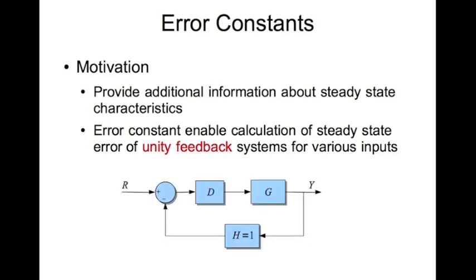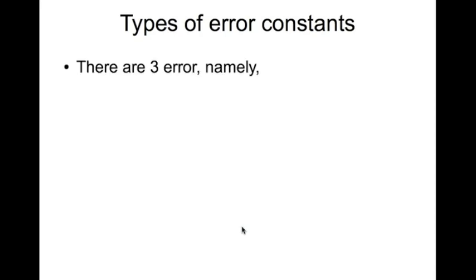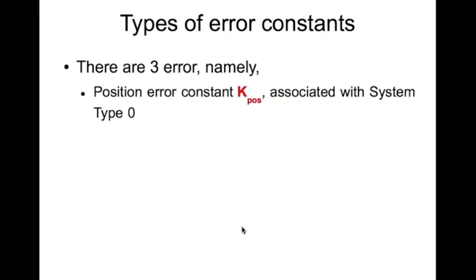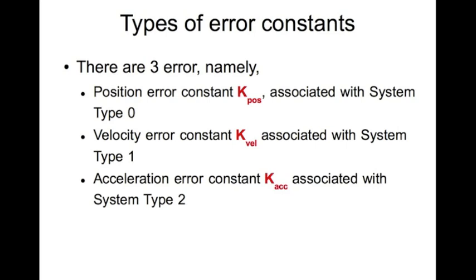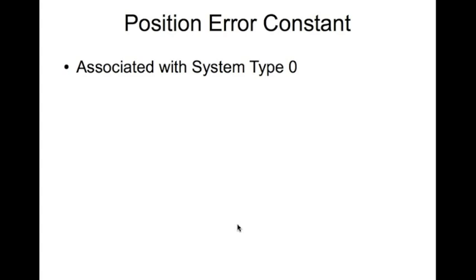So what do I mean by unity feedback systems? The sensor has no dynamics, therefore h, which is in the feedback path, equals 1. Types of error constants: there are three, namely position error constant k subscript POS associated with system type 0, velocity error constant k subscript vel associated with system type 1, and you guessed it right, acceleration error constant k subscript ACC associated with system type 2.